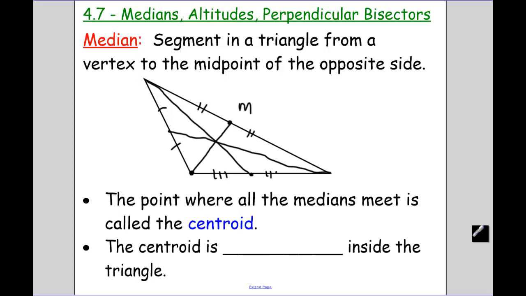And the point where these medians meet is called a centroid. This is going to be important to us in later chapters. The centroid is always going to be inside our triangle.